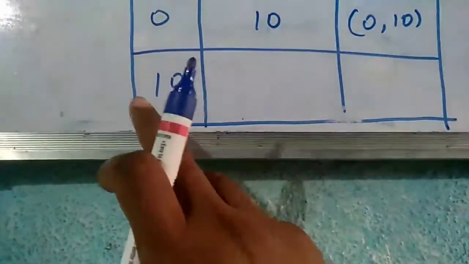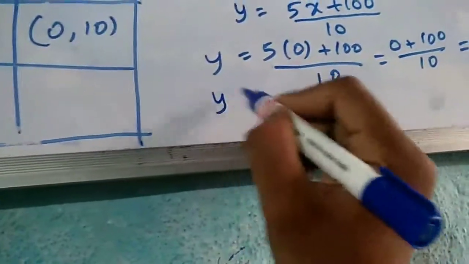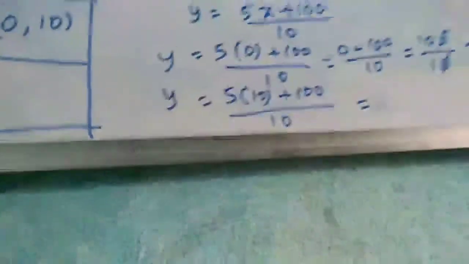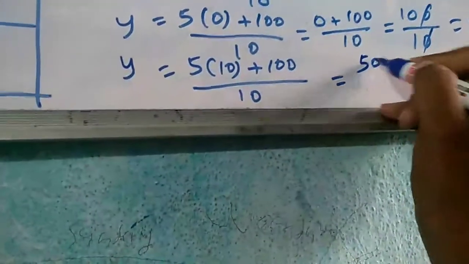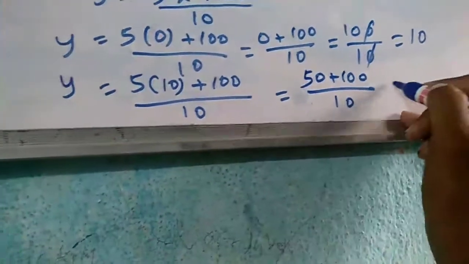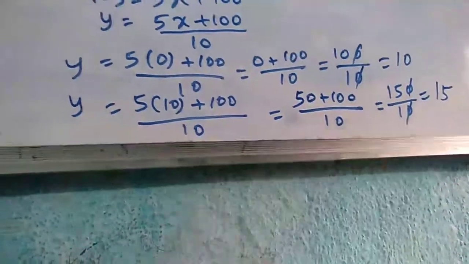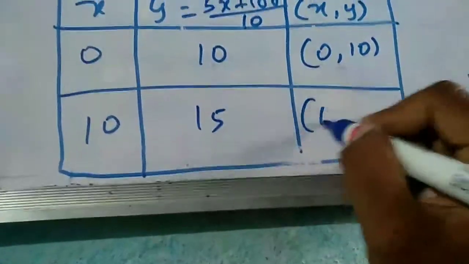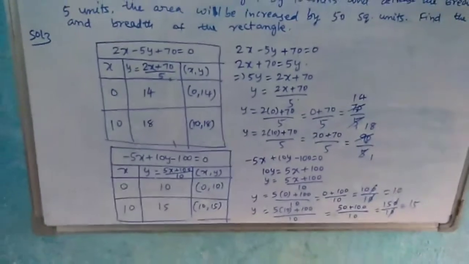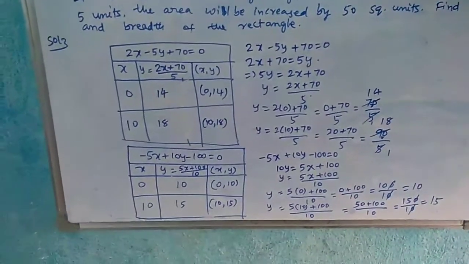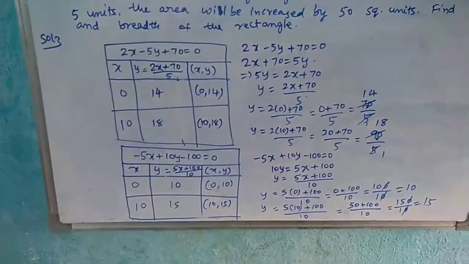Okay. Next substitute x is equal to 10. Y is equal to 5 into 10 plus 100 by 10. 5 tens are 50 plus 100 by 10. 50 plus 100 is 150 by 10. 0, 0 get cancelled, it is 15. So that means 10 comma 15. Okay. For these points we have to draw the graph. So before drawing the graph, copy this.